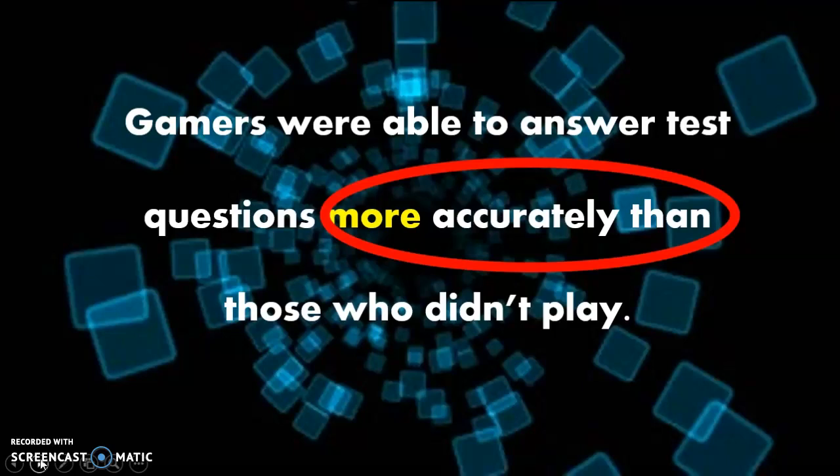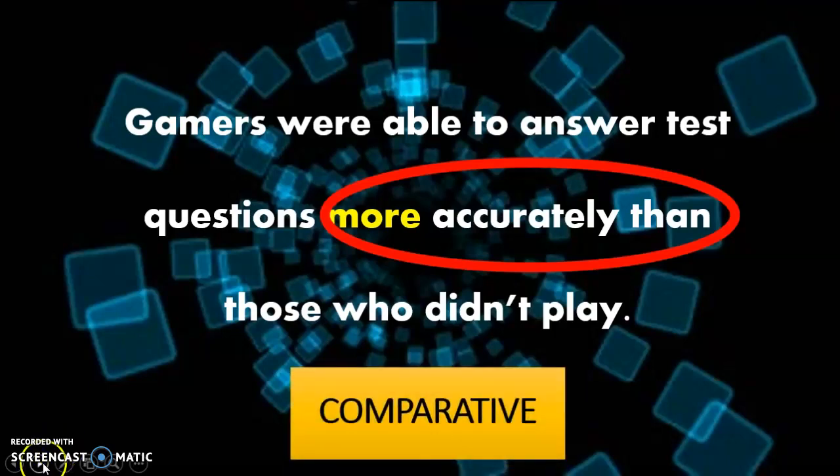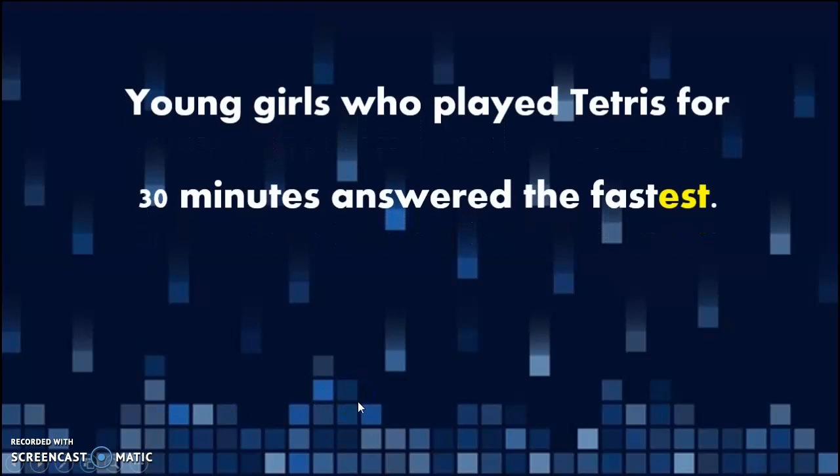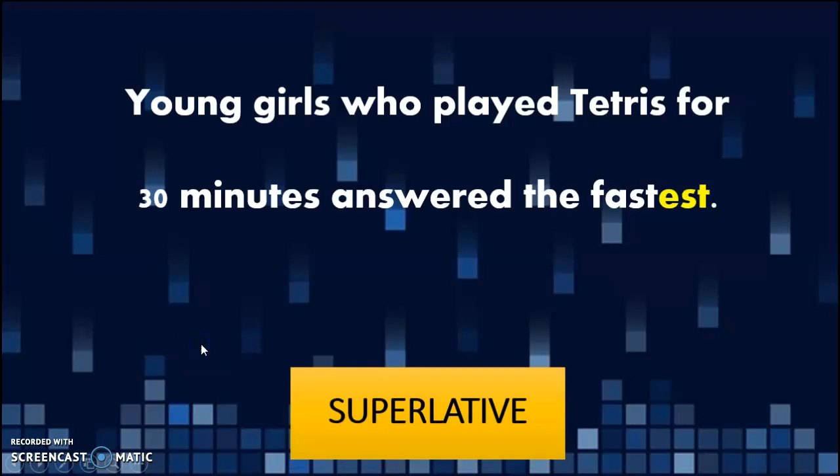When we want to compare more than two, we use the superlative. For example, young girls who play Tetris for 30 minutes answer the fastest. Answer the fastest of all. This is the superlative, and our superlative here is the fastest. We add est for the short adverbs.